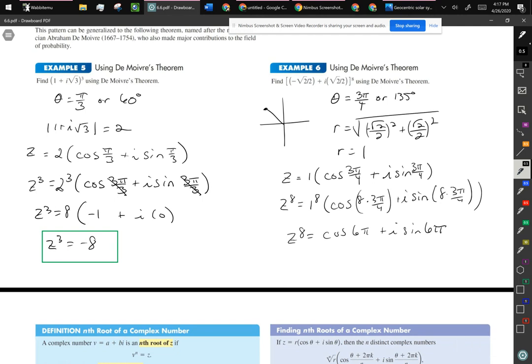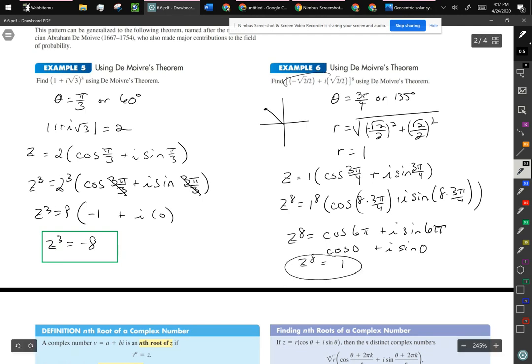Well, what is 6 pi? 6 pi is the same thing as 0, because 2 pi is 360. So this is just 2 pi 3 times, which is back to 0. So this is the same thing as cosine of 0 plus i sine of 0. And cosine of 0 is 1, and i sine of 0 is 0. So z to the 8th is just 1.